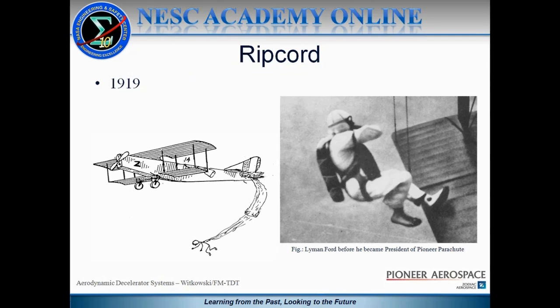Many stories exist for why he did not jump his own design, but whatever the reason, Leslie Irvin became the first person to jump a ripcord-style parachute on 24 April 1919. Floyd Smith's Type A parachute then became standard equipment for the Army Air Forces.